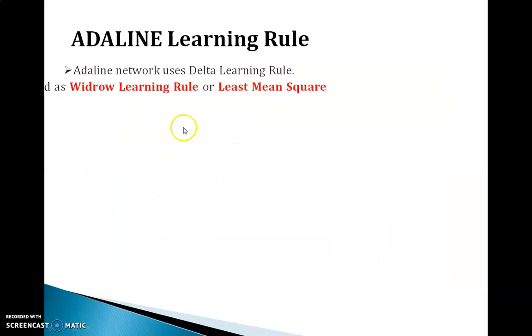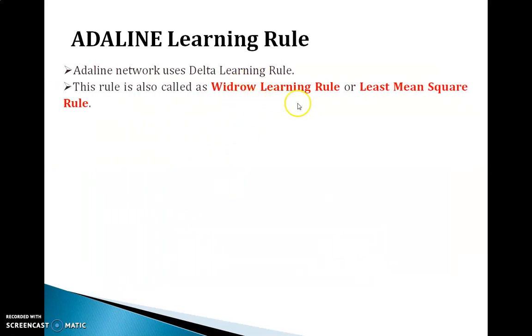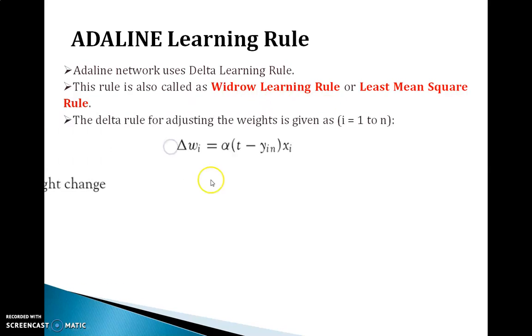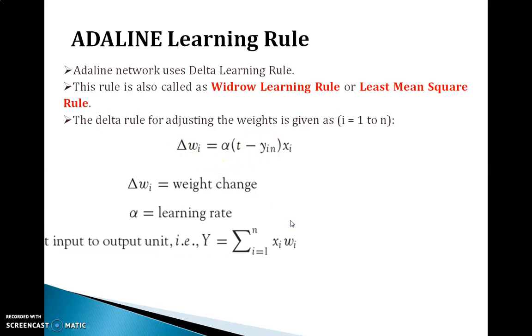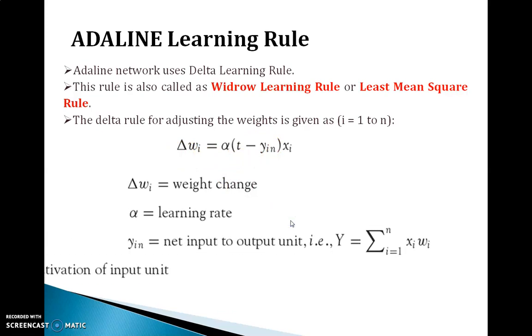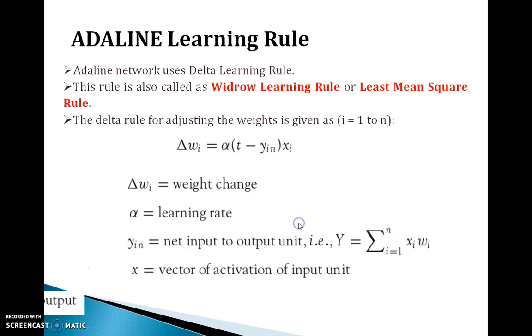This rule is called the delta learning rule or the Widrow-Hoff learning rule. The rule is that we update the weight by alpha into (t minus y_in) into x. Instead of t x as in the perceptron, now we calculate this term as the error term that we are going to use for the weight change. Alpha is the learning rate, t is the target, y_in is the net input we calculated, and xi is the input vector.